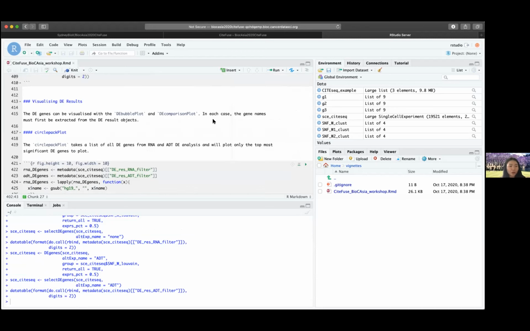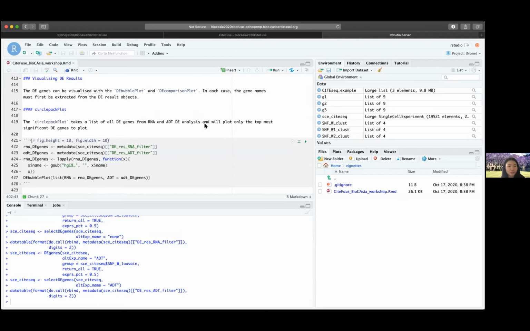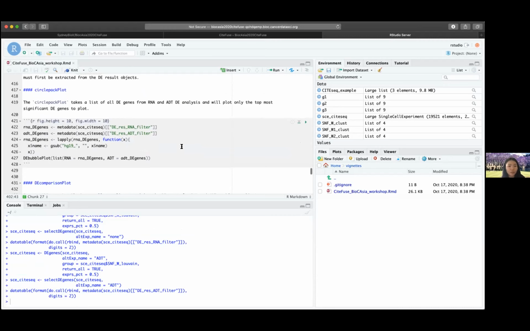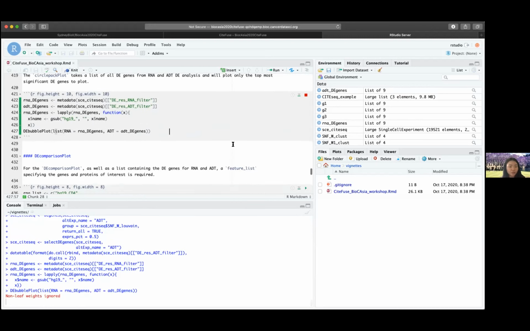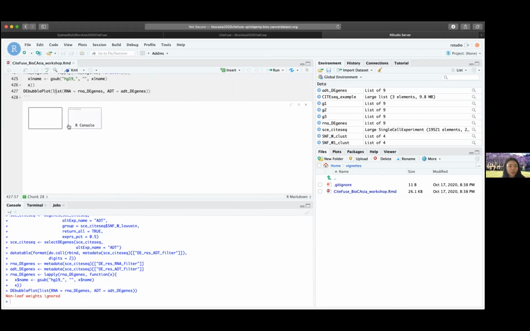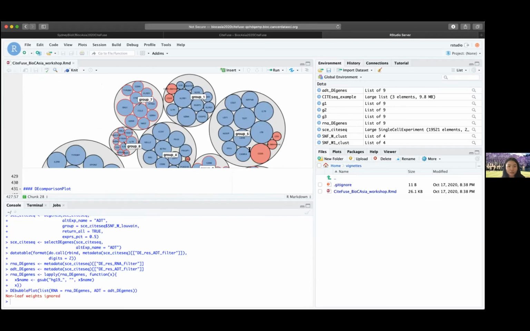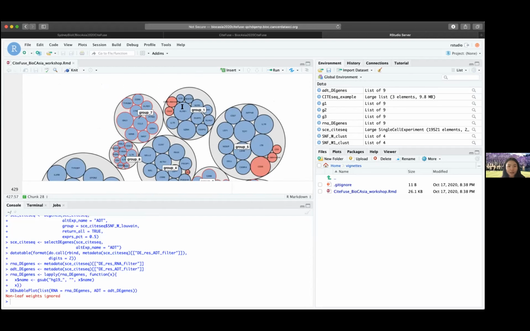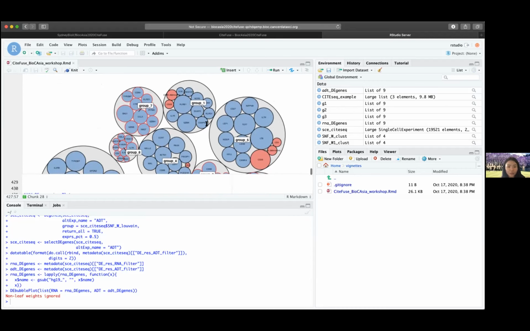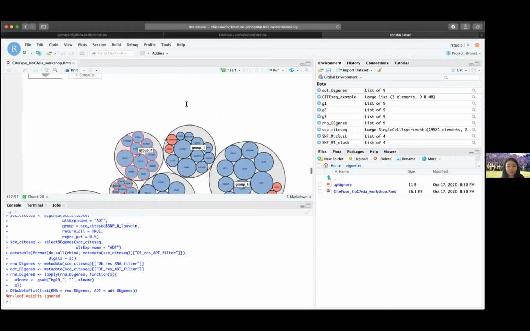So we also have some visualizations for the DE results. One plot is the circle pack plot. We will group the results based on different clusters. So the red indicates the differential ADT, and then the blue indicates the differential RNA genes.